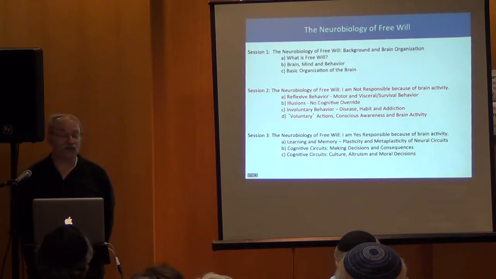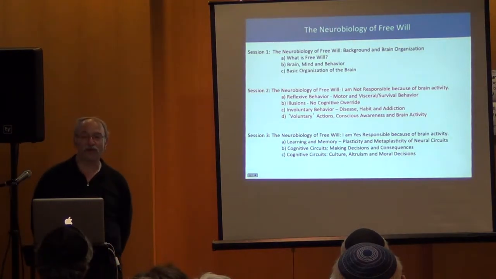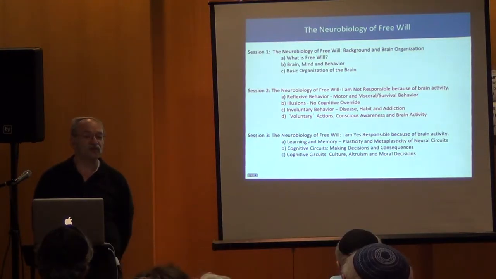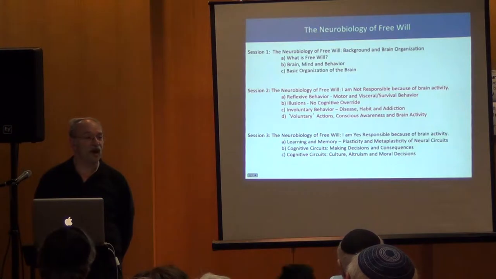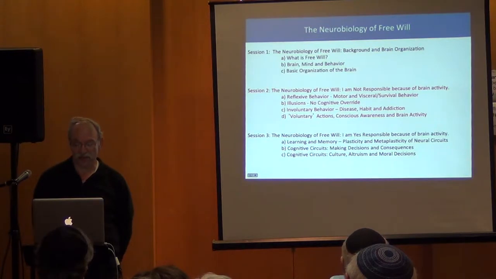Finally, if there's time, I doubt it, we'll talk about the last part, which is the real clinker in this discussion about the absence of free will, where we talk about voluntary actions, conscious awareness, and brain activity. If we don't get to it today, we'll start off with that next time, because it would be a nice segue into the opposite thesis, which is that we are responsible for our actions.